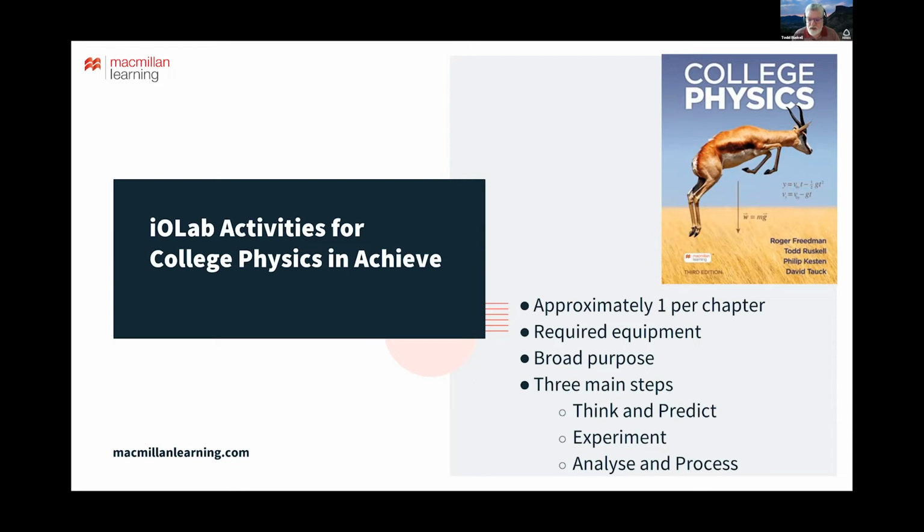So we have about one of these activities per chapter. Some topics don't really lend themselves to use with an iOLab, so we don't have an activity for those. Each one of the activities lists the required equipment, lists the purpose of that activity, of course, and also lists some potential gotchas that you might have as you try to implement that activity. And then for the student perspective, we have three main steps that we sort of guide the students through: think and predict, experiment, analyze and process.